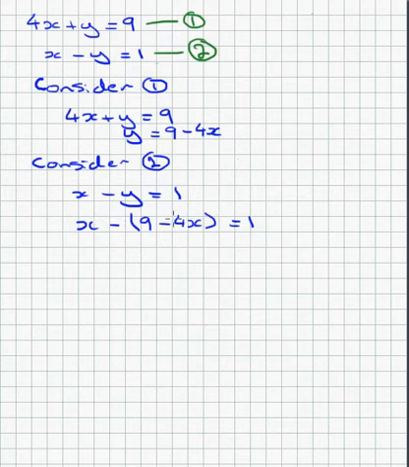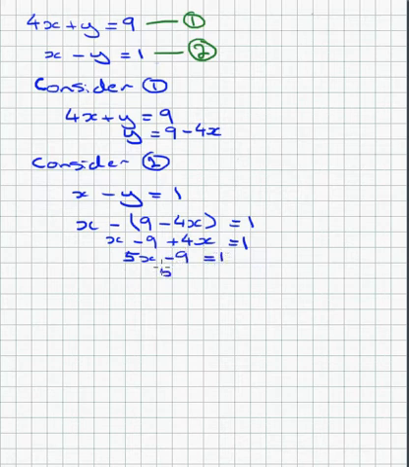And now this is good. We now have an equation with only one unknown, which means we can find out what x is just by doing algebraic manipulation. So first of all, let's just expand this bracket. We have a negative 1 multiplied by 9 minus 4x, so let's expand that. Gives us x minus 9 plus 4x equals 1. And adding the 4x and the x together, that's 5x minus 9 equals 1.